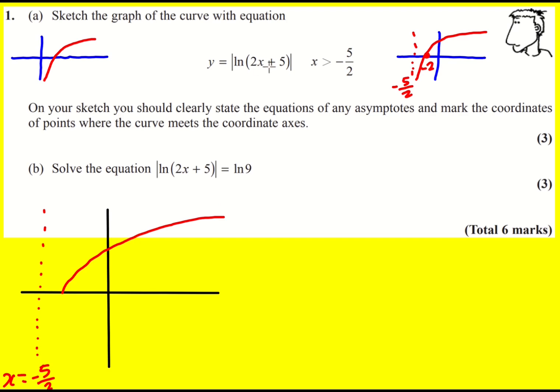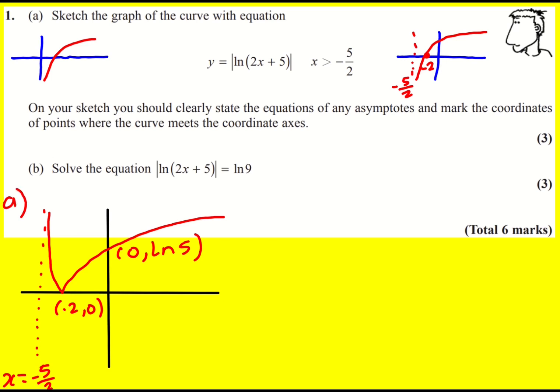When x is equal to 0, we're going to get ln 5. So I can write here that it's going to be (0, ln 5). And then as I had before, it touches the axis at minus 2, so it's going to be (minus 2, 0). Right, but where the graph is negative, the modulus sign makes it positive. So essentially we reflect it in the x-axis, and instead of it going down, it's going to bounce back up to the asymptote. So something like that. And I think that's a pretty good sketch. It's got the shape, it's got the coordinates where it meets the x-axis, everything.